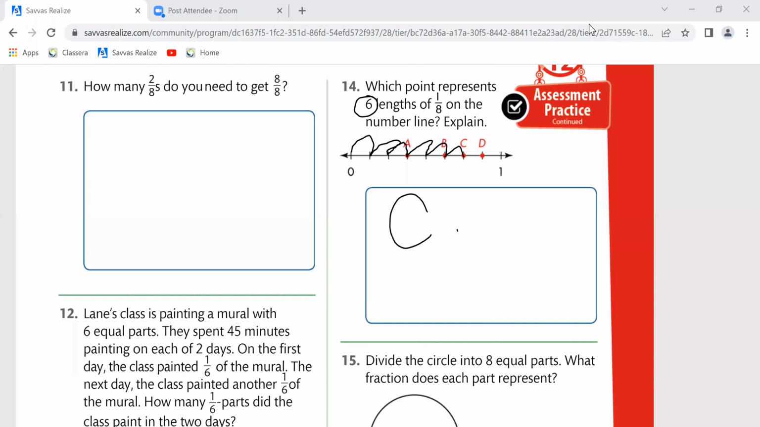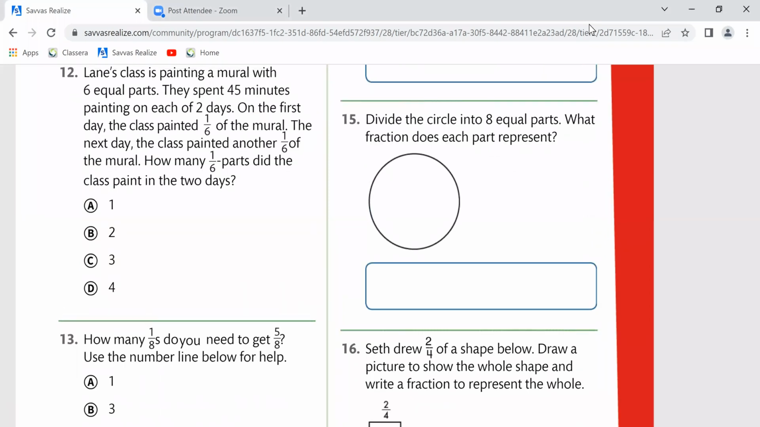Now, number 15. You need to divide. You will be given a circle or a shape or rectangle. You need to divide into how many parts? 8. How do you divide into 8 circles? Plus and multiplication. What fraction does each part represent? What is the fraction for 1 part? 1 out of 8. Okay.